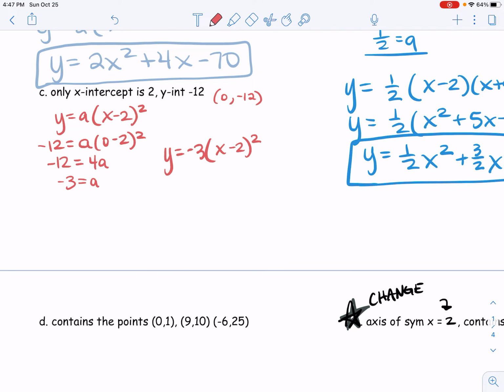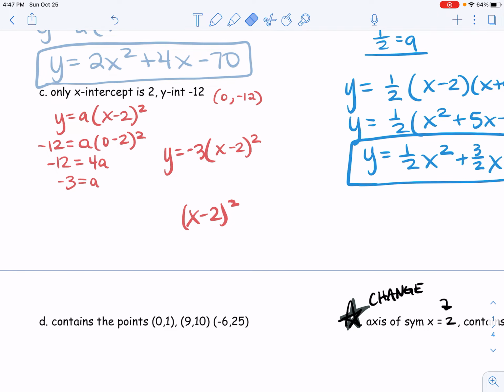I can't leave it like this, even though this is an answer. It's just not in the format that I wanted it. I want it in standard form. So when I square x minus 2, that is not x squared minus 4, guys. (x minus 2) squared is not x squared minus 4. You've got to be careful.